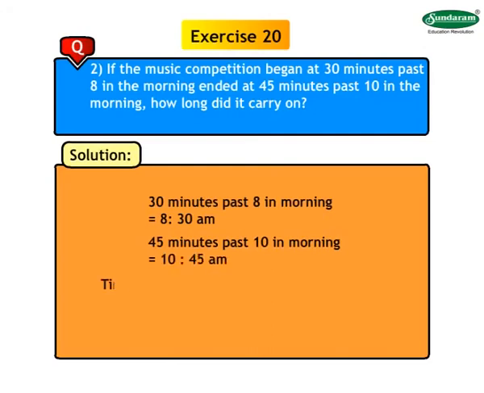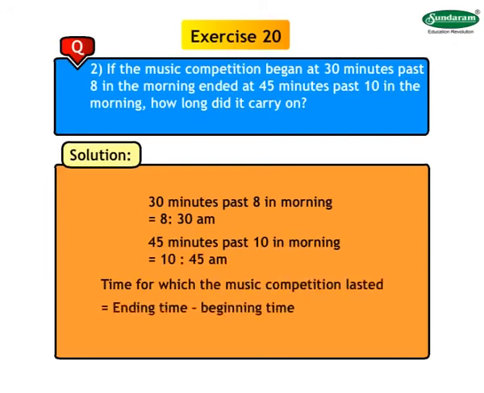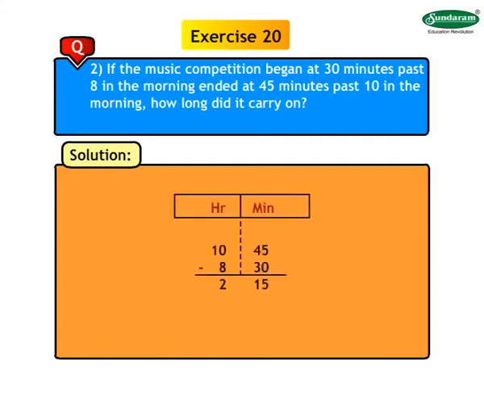To calculate the time for which the music competition lasted, subtract the beginning time from the ending time. That is 10:45 a.m. minus 8:30 a.m. Place these timings. On subtracting we get 2 hours 15 minutes. Therefore, the answer is the music competition lasted for 2 hours 15 minutes.